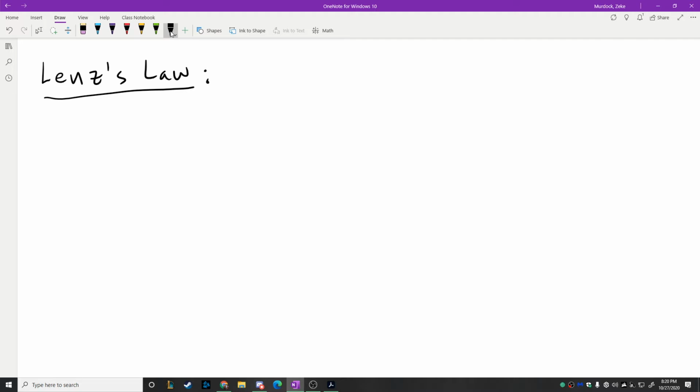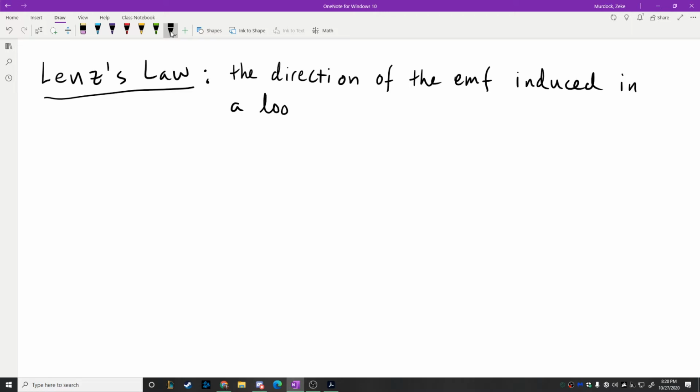I'm going to write in words what Lenz's Law says, and then I'm going to show you some examples so you can get an idea for how it works. Lenz's Law states that it's all about the direction of the induced EMF. So the direction of the EMF induced in a loop of wire is opposite to the change in flux.